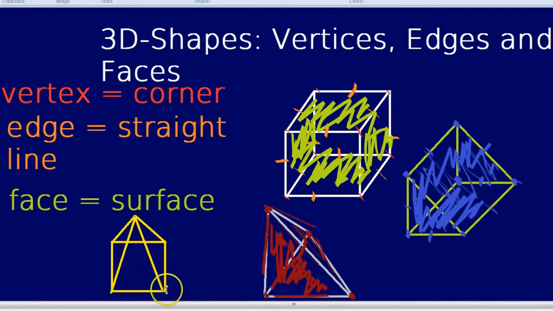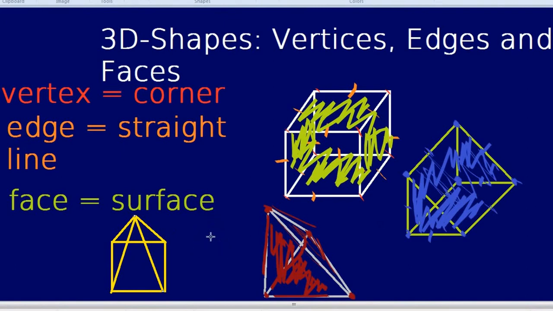Well, 4 on the base and 4 going up, so 8 edges. How many corners? 4 on the 4 corners of the base and 1 at the top, so that's 5. And how many faces? 1 at the base and 4 along the sides, so 5 faces.